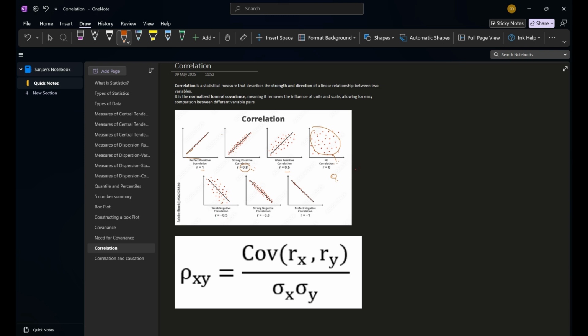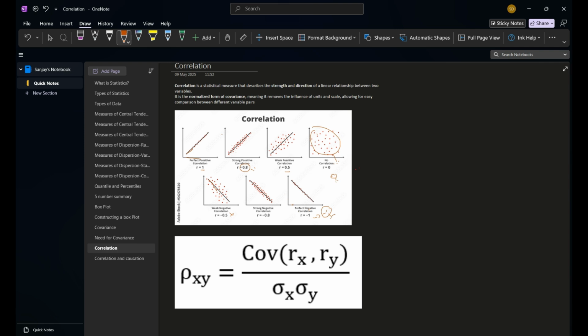If the strength of negative correlation is -0.5, as given here, this is a weak negative correlation. Here we can see the points are very close to each other, so there is a very strong negative correlation among the variables. And if the correlation is -1, we can say that it is a perfect negative correlation.